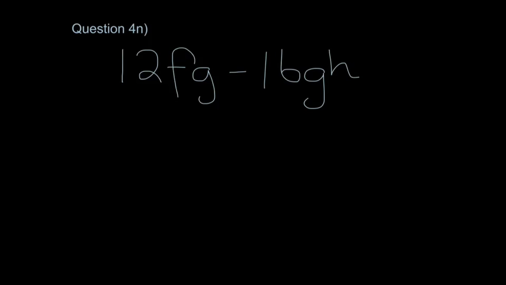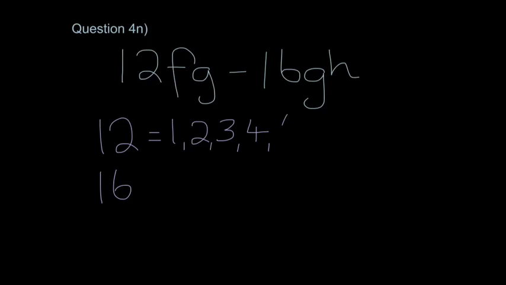Okay, I'll do one more question from exercise 8i before I let you try it yourself. And I'm going to look at question 4n, which is 12fg minus 16gh. Let's start by finding the factors of the numbers. So I've got 12 and I've got 16. So factors of 12 are 1, 2, 3, 4, 6 and 12.